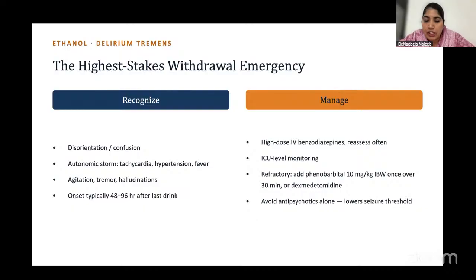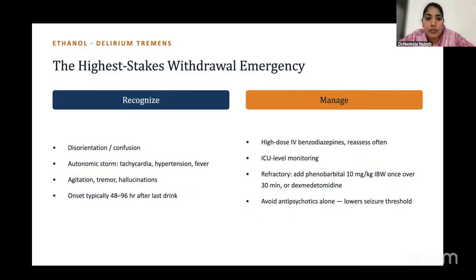How do you manage delirium tremens? It is the same as you treated severe alcohol withdrawal, with high-dose IV benzodiazepines. You have to reassess the patient often and switch to ICU-level monitoring. If the patient is refractory, add phenobarbital 10 milligram per kilogram, ideal body weight, over 30 minutes. You can also add dexmedetomidine.